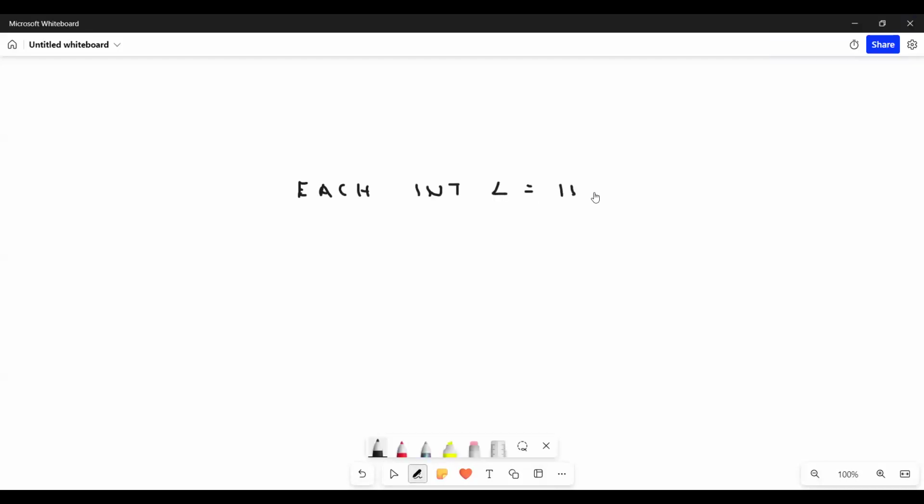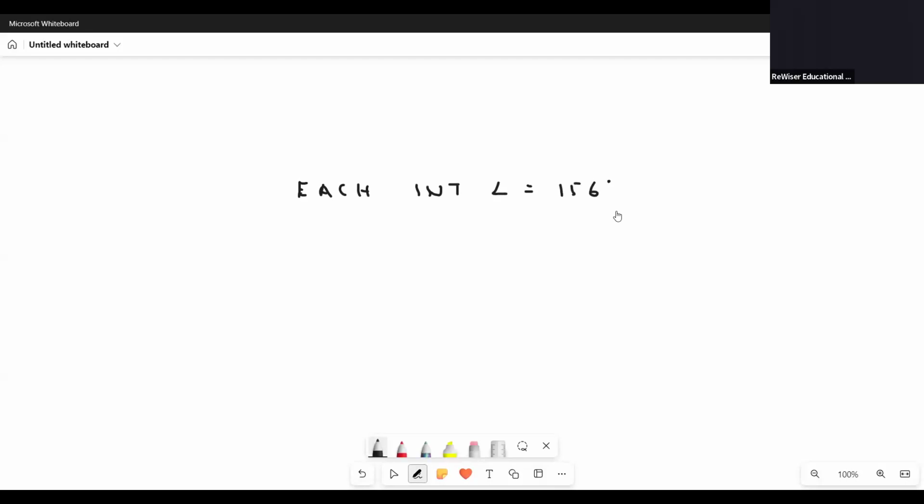I'll place some word problems, right? Okay. So it says, calculate the number of sides of a regular polygon where each interior angle is equal to 156 degrees. Try for this. Tell me the value of N. That's the number of sides.